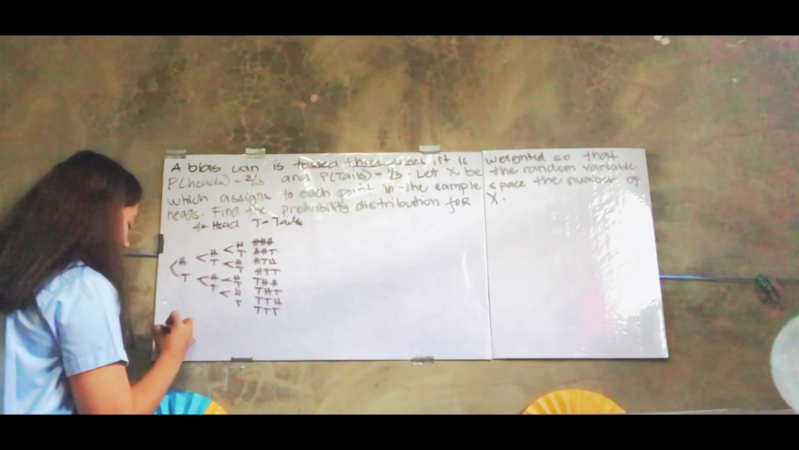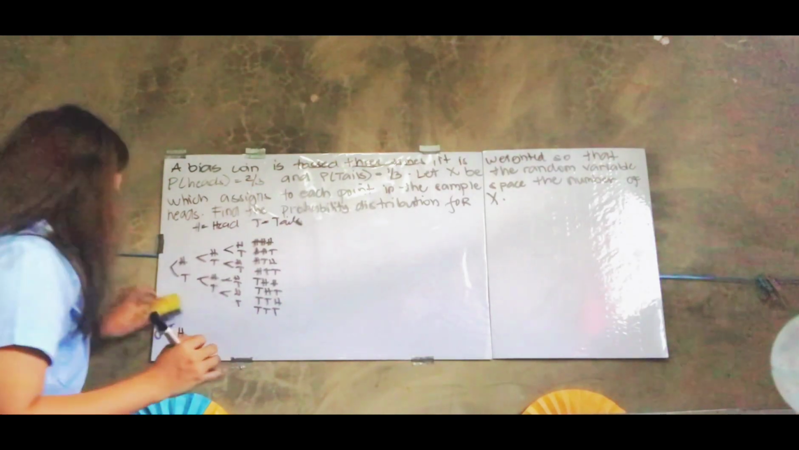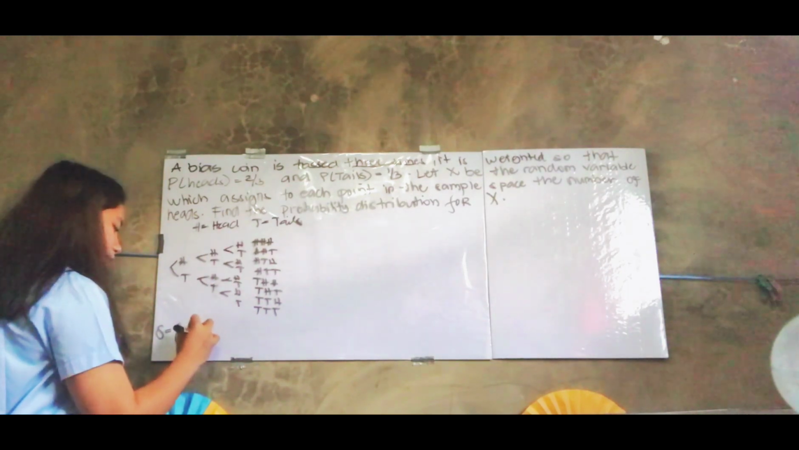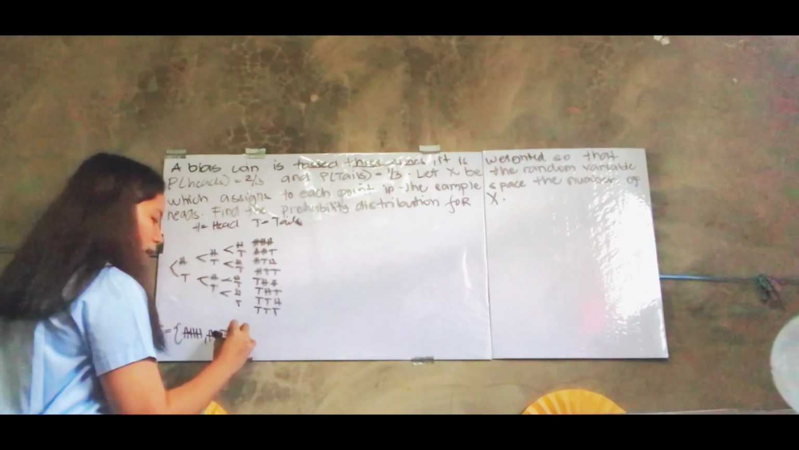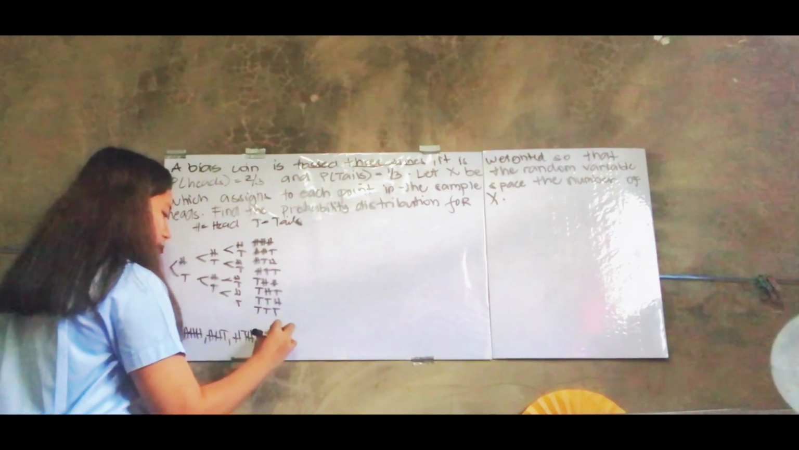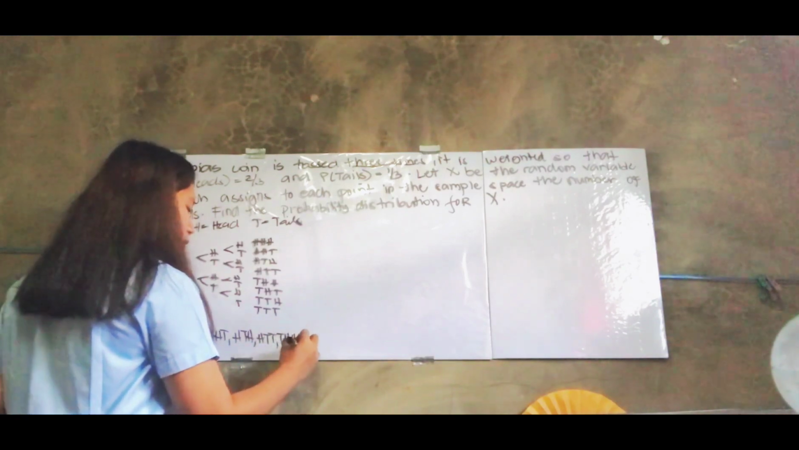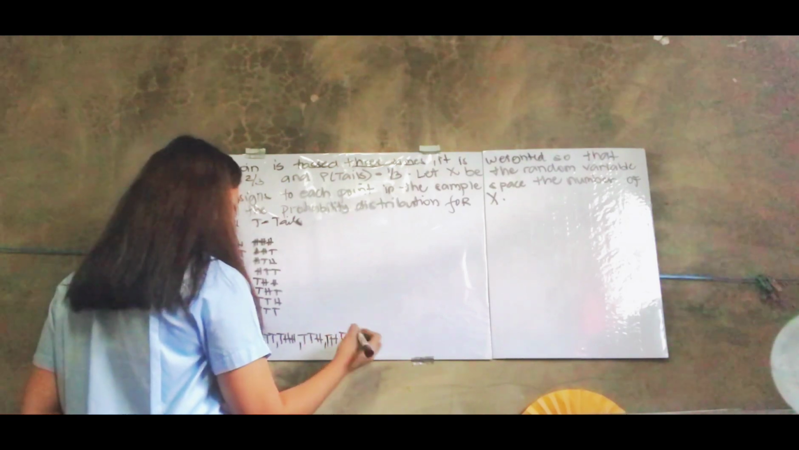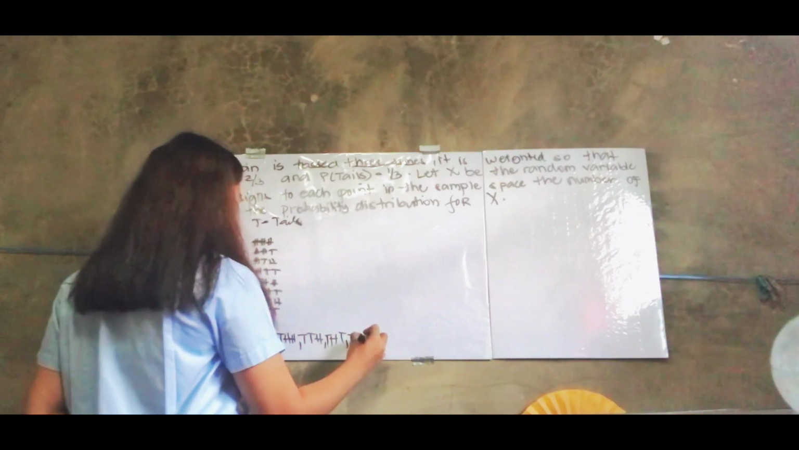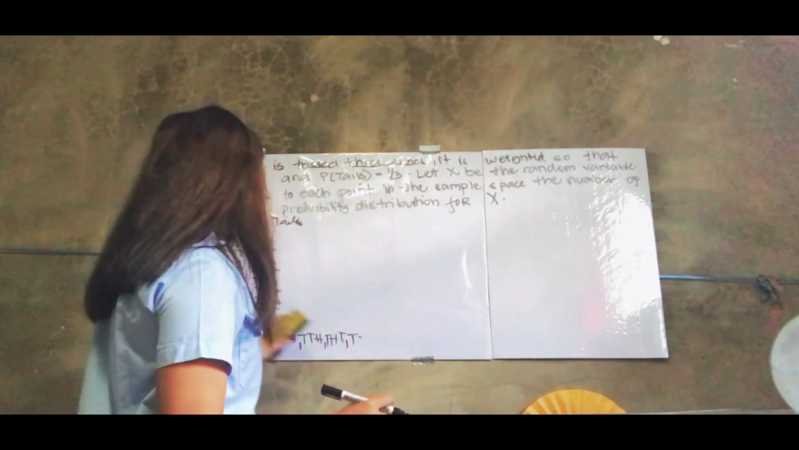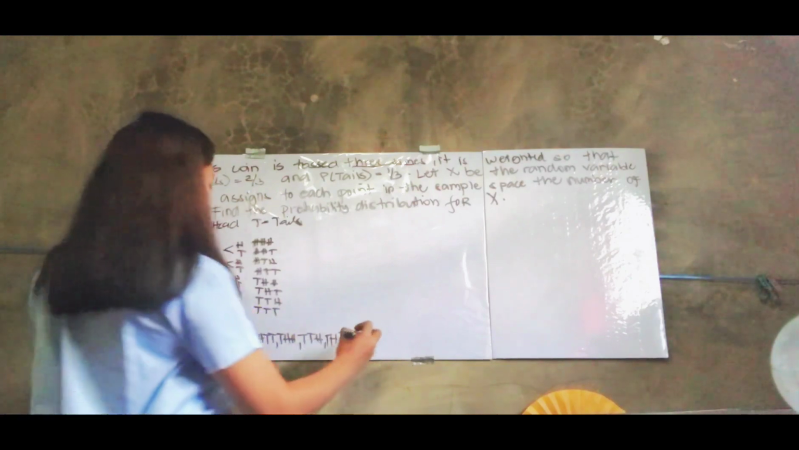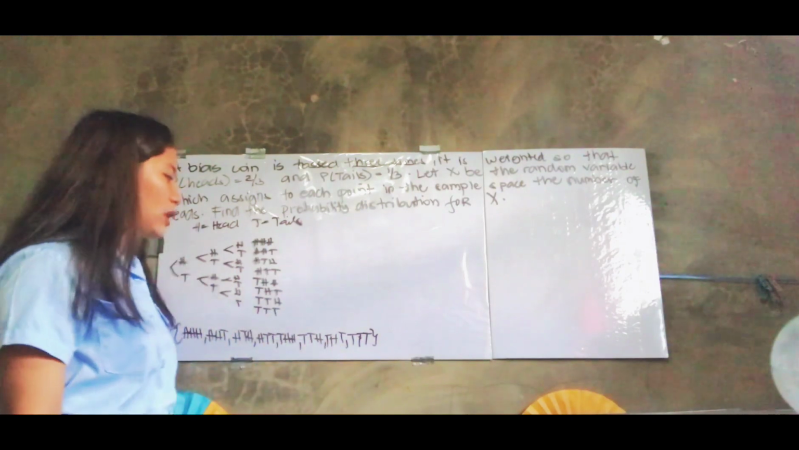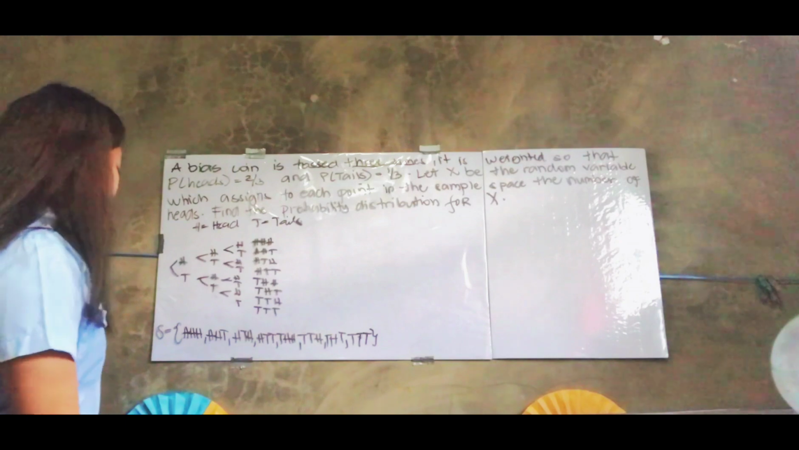So, for our sample spaces, we have HHH, HHT, HTH, HTT, THH, TTH, THT, and TTT. 1, 2, 3, 4, 5, 6, 7, 8. Total of 8 outcomes or sample spaces.